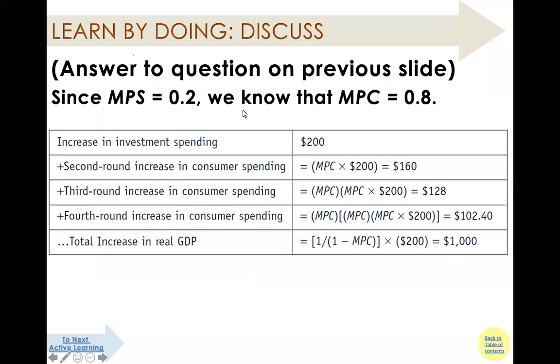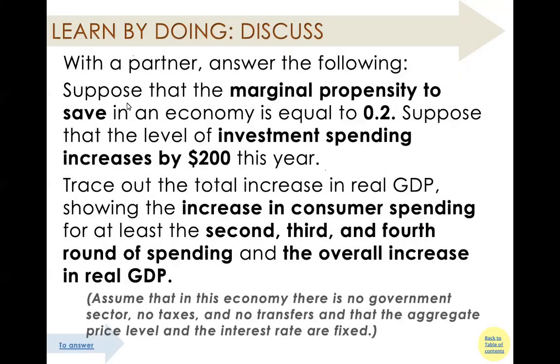Okay. So let's just look at these together, right? Here, in these practice questions, we have an MPS of 0.2. That means the MPC will equal 0.8, because MPC and MPS must add up to 1. Okay. So an MPC of 0.8 means for each additional dollar I receive, I'm going to spend 80 cents.